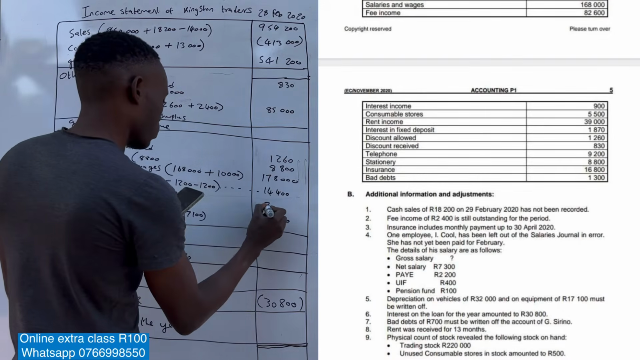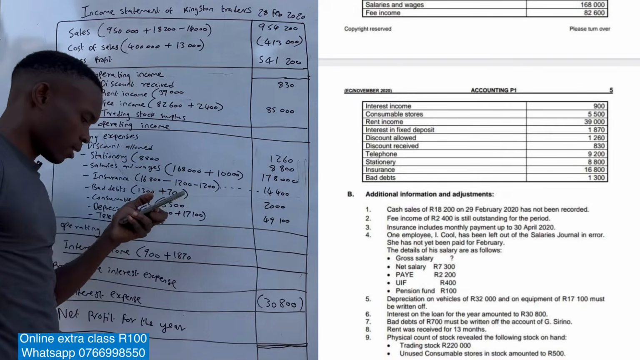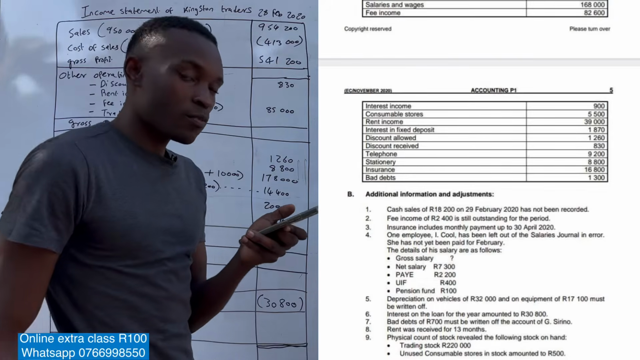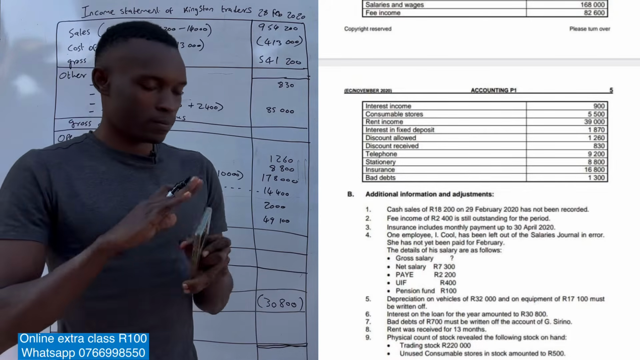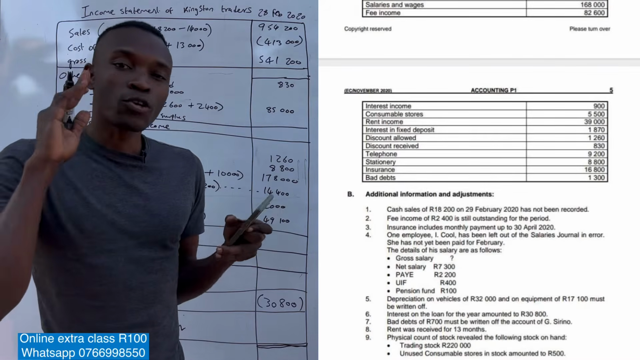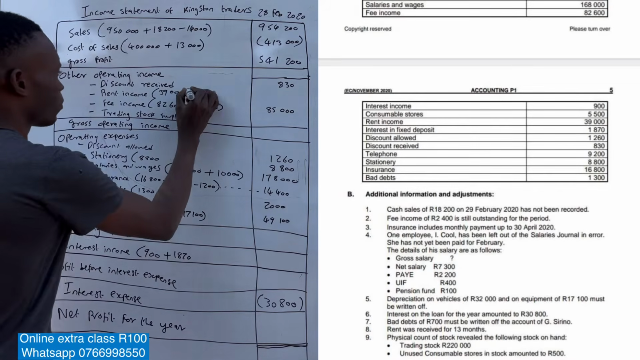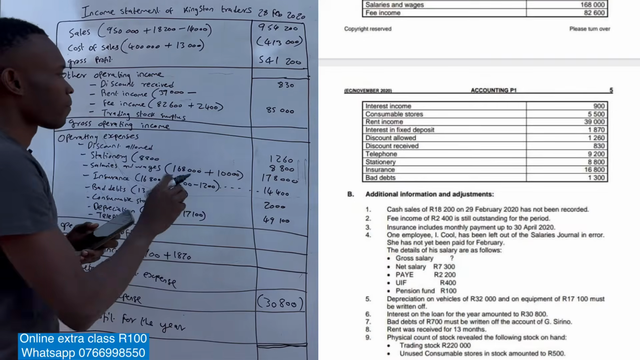Okay, it's gonna give us 2,000. And the other one, rent was received for 13 months. Is it correct to receive rent for 13 months? No, we have to receive for 12. One must be removed. How do we remove one?